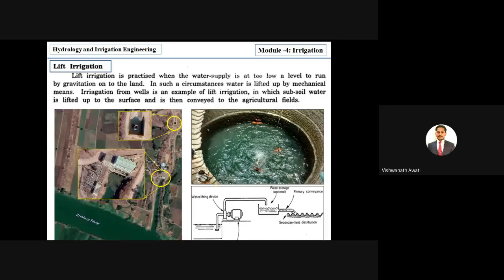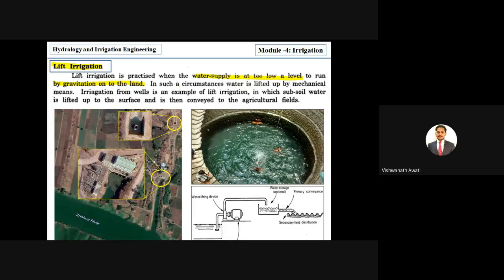So next we'll go for lift irrigation, right? First one is flow irrigation, and in that we studied different types of flow irrigation. Next we'll go for lift irrigation. Here water is lifted to a higher level. Lift irrigation is practiced when the water supply is at too low a level to run by gravity to the land. So here we are not getting water flow to the agricultural land by gravitational force. So that's why water has to be lifted.